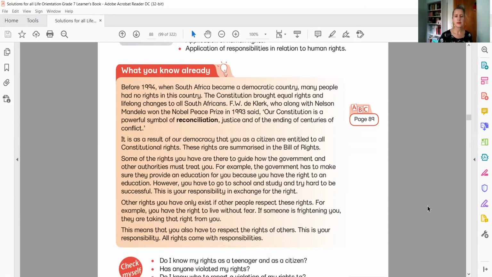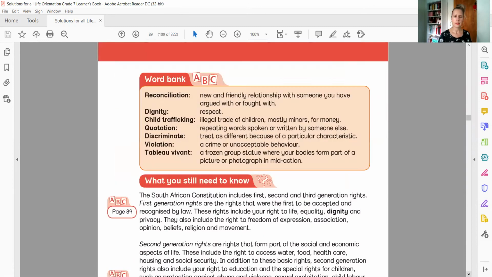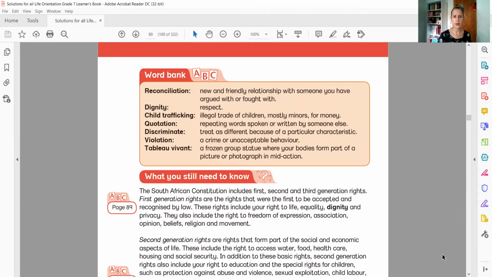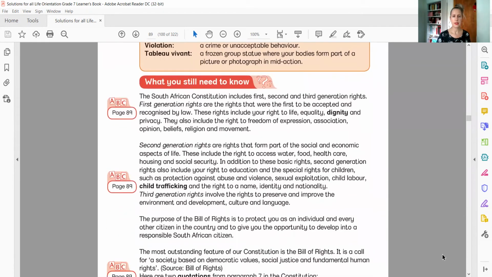Let's go now to the top of page 89. There's your terminology that you are going to write down in your book. Use your colored pens. Whoop, whoop. Okay, so we have first generation rights, second generation rights, and third generation rights.